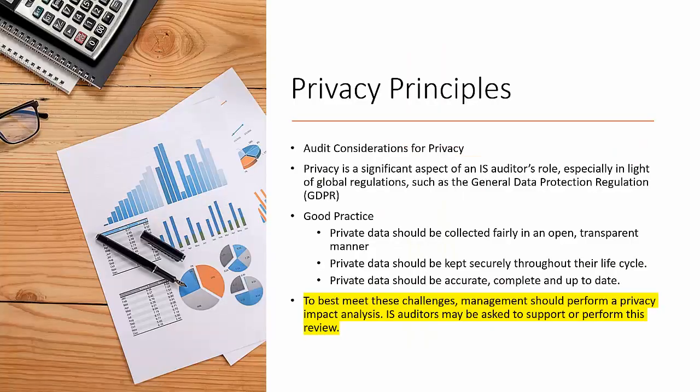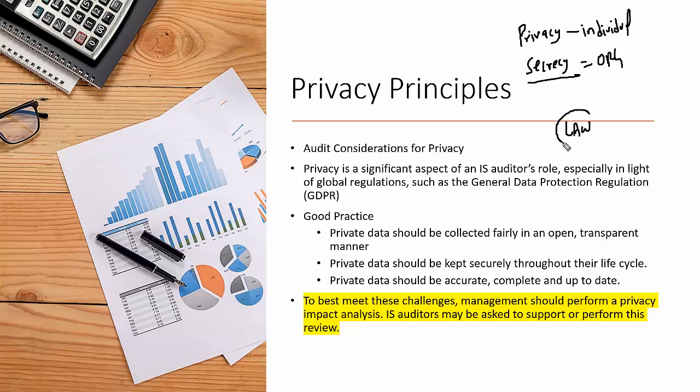The next section is a very important section in domain 5, privacy. First of all, let me explain the difference between privacy and secrecy. Privacy deals with the individual, and secrecy deals with the organization. That's why in organizations you have seen top secret and all that. When the law was introduced, it was to protect the interest of the people.